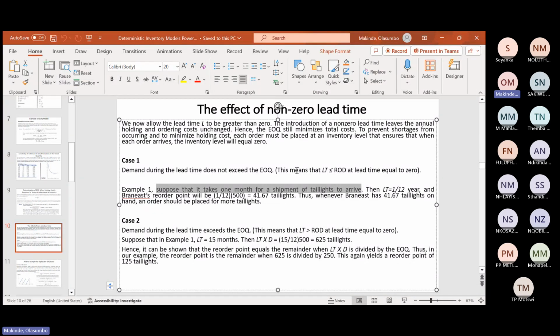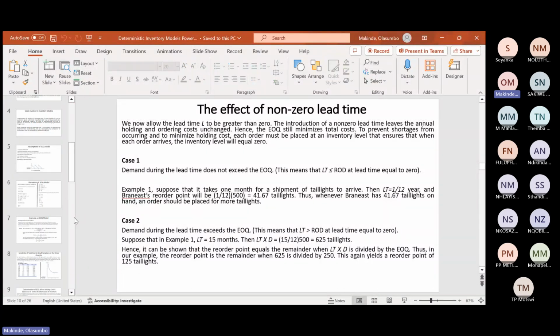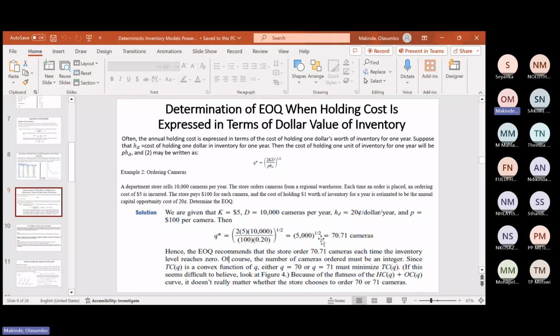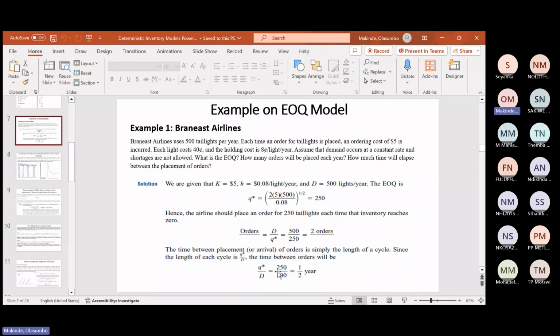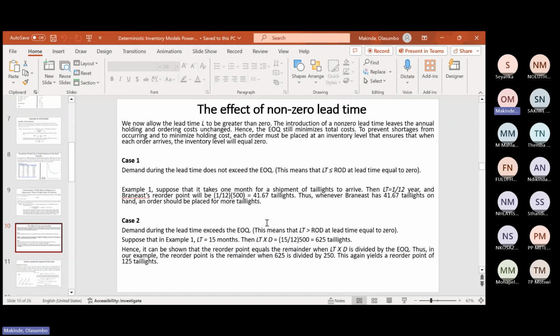You need to look at that and first check: is this case 1 or case 2? The way you check that, you first calculate the reorder point at lead time equal to 0 for that same problem. You remember we have done this example, and based on our calculation at lead time equal to 0, if you go back to example 1, our reorder point is 6 months, which is half a year. So we need to check: is our lead time for this question less than or equal to the reorder point at lead time equal to 0?